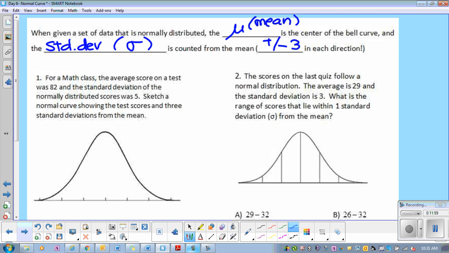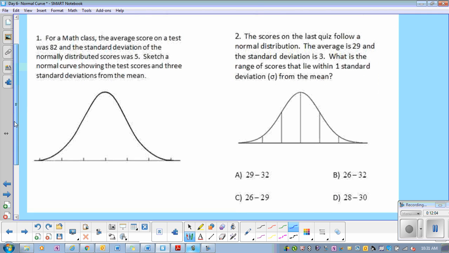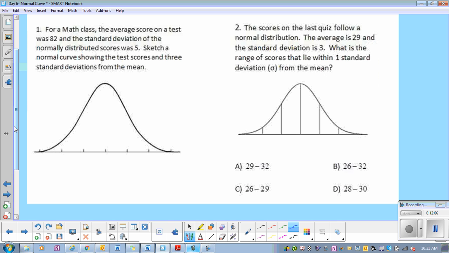Oh, I think you guys are gonna like this. You ready? For a math class, the average score on the test was 82. Average, right? That means mu equals 82. And the standard deviation of the normally distributed scores was 5. So sigma equals 5. Sketch a normal curve showing the test scores and 3 standard deviations from the mean.